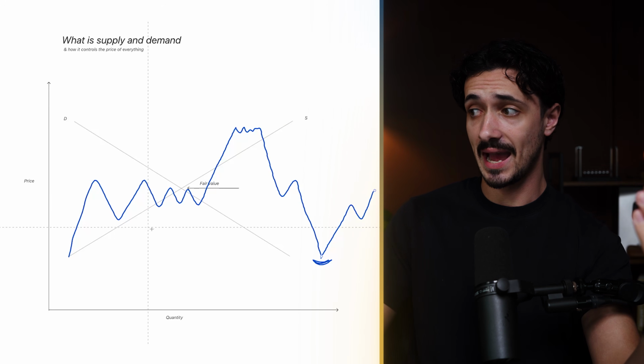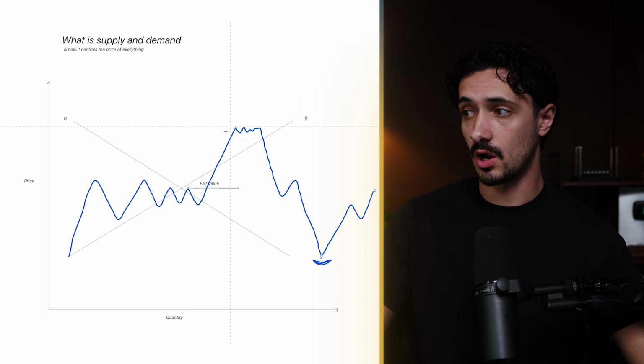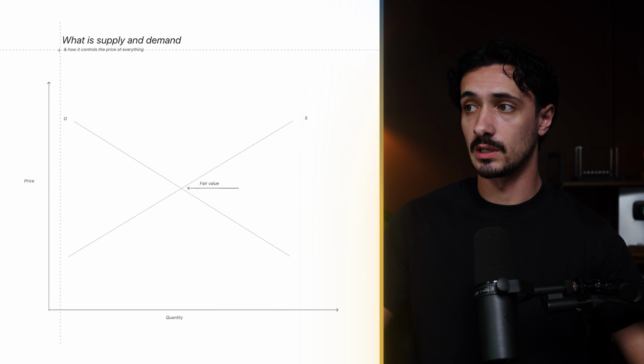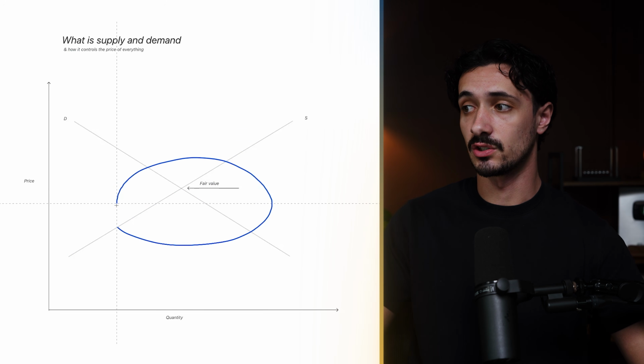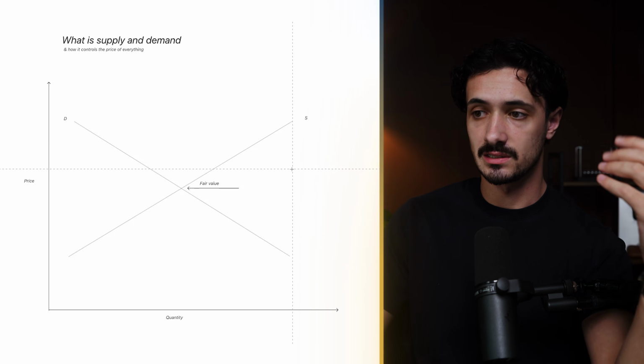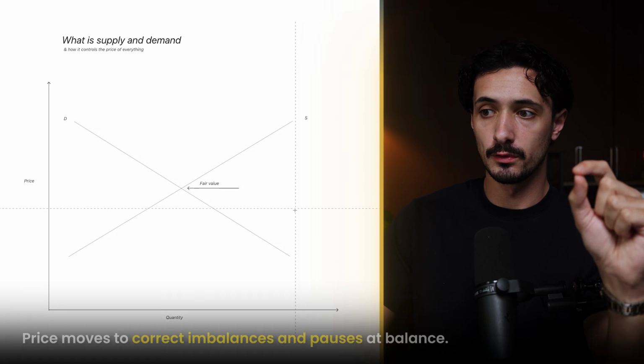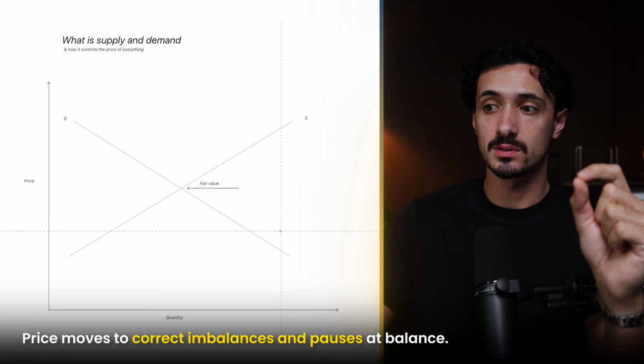This is ultimately how a market is created, right? It's what a chart looks like. Behind the candlesticks that you see, there is a story that we are being told about supply and demand and its relation to price. This is literally the entire reason that a market moves. Price does not move randomly. It moves to correct imbalance and pauses at balance.